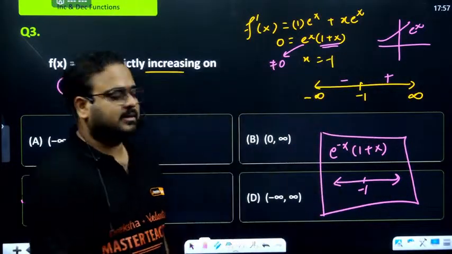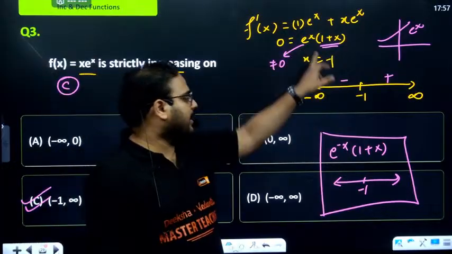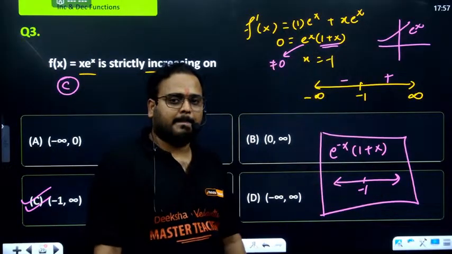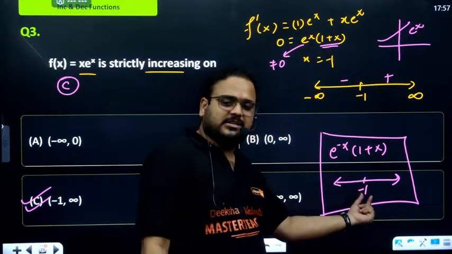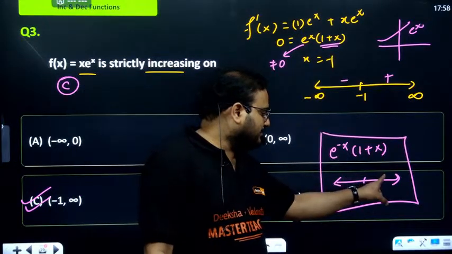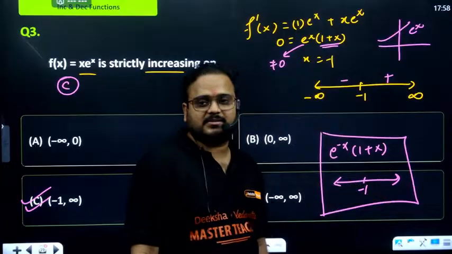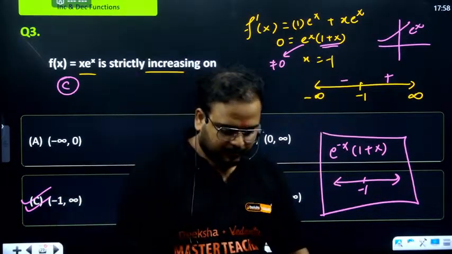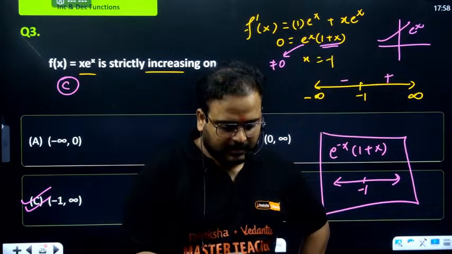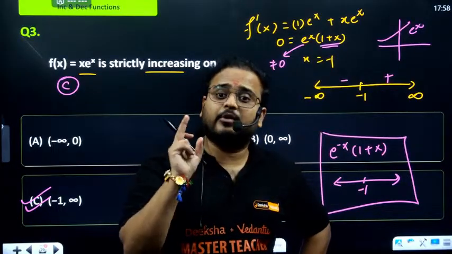This is important, guys. If the differentiation was e power minus x times of 1 plus x, and I were to plot this on the number line, the critical point is still minus 1 only. But will this side over here be plus or minus? Because here e power minus x is there. Tell me. Anyone? This is important. This will come in the exam and you will make mistakes.